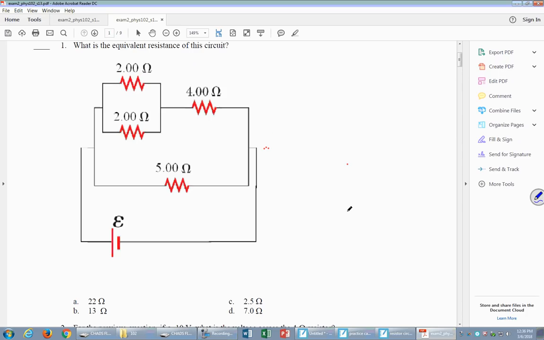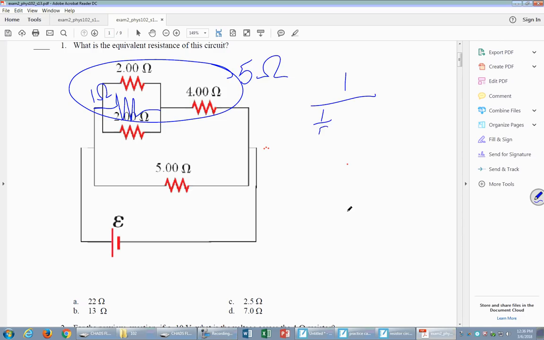do this one. What's the equivalent resistance of this circuit? Well, a 2 and a 2 in parallel, that's equal to 1 over a half plus a half, and then a 1, so I can replace this guy with a 1 ohm resistor, and then the 1 and the 4 I can replace with a 5 ohm resistor, and then to find the equivalent, I would say 1 over 5 plus 1 over 5. That's 2/5, and 1 over 2/5, which is 5 halves, is 2.5 ohms. So C is the right answer.